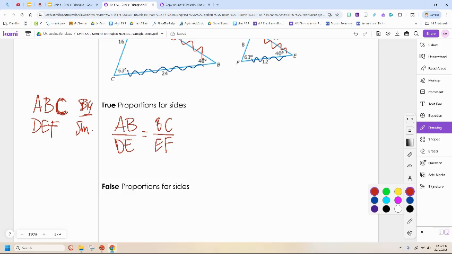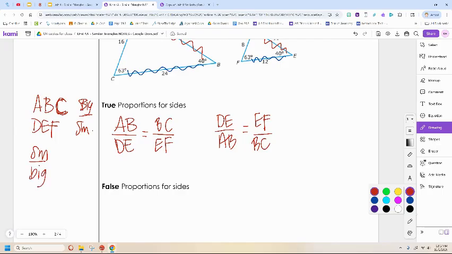That's a true proportion, a ratio of sides. So that did big triangle over small triangle. Well, guess what? Could they flip those? Yeah, sure they could. So they could do DE over AB is the same thing as EF over BC. So instead of big over small, I could have small over big.